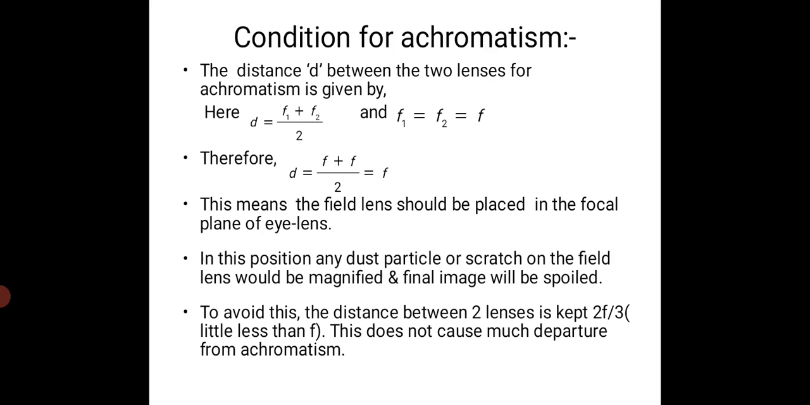In this position, any dust particle or scratch on the field lens would be magnified and the final image will be spoiled. To avoid this, the distance between the two lenses is kept a little bit lesser than f, that is equal to 2f by 3. This does not cause much departure from the achromatism.